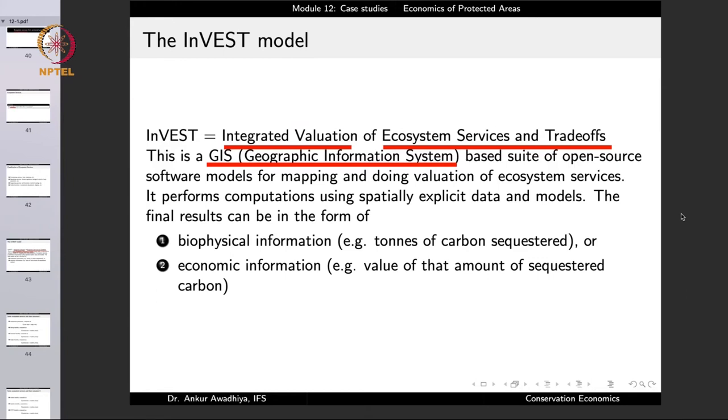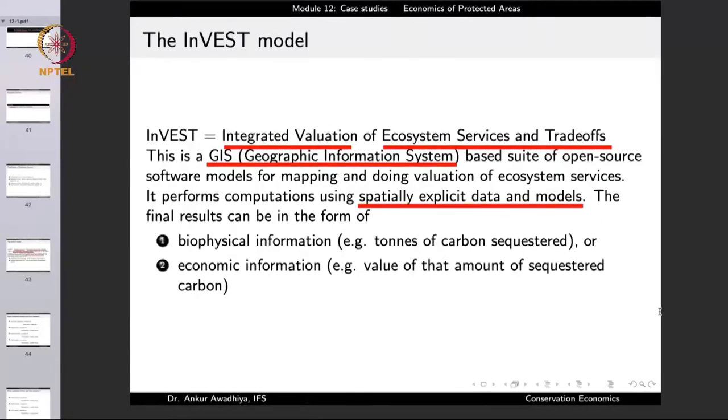It performs computations using spatially explicit data and models. So the data and the models that we use are also based on where different things are located. They are spatially explicit. And the final results can be in the form of biophysical information, such as the tons of carbon that were sequestered, or you can get the results in the form of economic information, that is, what is the value of that amount of sequestered carbon. So you can ask this model to give you a result that so much amount of tons of carbon dioxide were sequestered by this protected area in this year, or it can give you what is the market value of that amount of sequestered carbon. Similarly, in the case of water resources, similarly in the case of other services such as the provisioning or the supporting services.